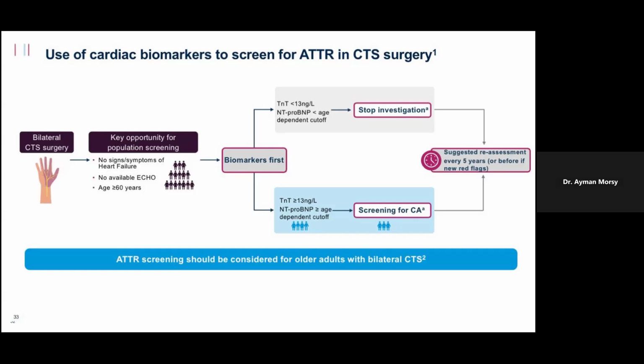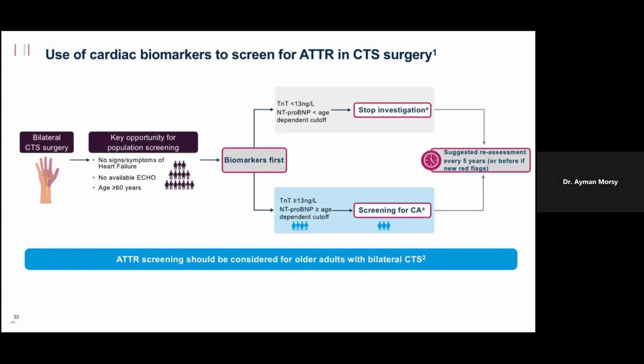this is a patient who is supposed to be screened for cardiac amyloid. And my message is very nice on the right side here. Even if you stop investigating, reassess every 5 years or earlier if a new red flag appears. This is a very important key slide. So the surgeon who is working on carpal tunnel, we need to put this in their consideration.